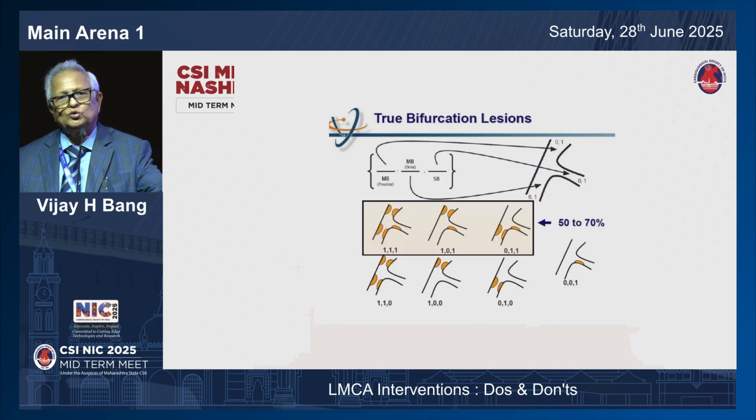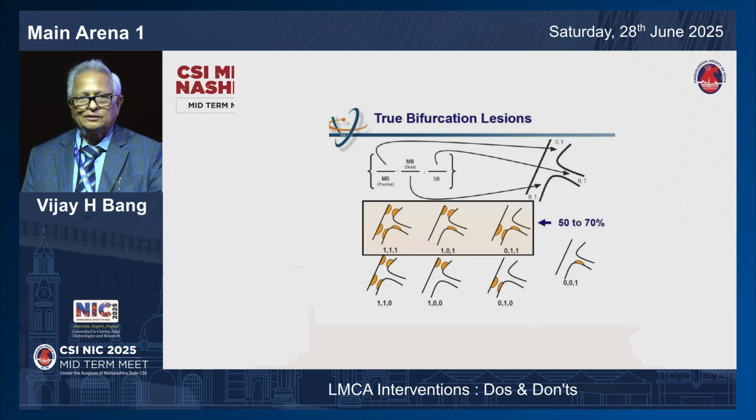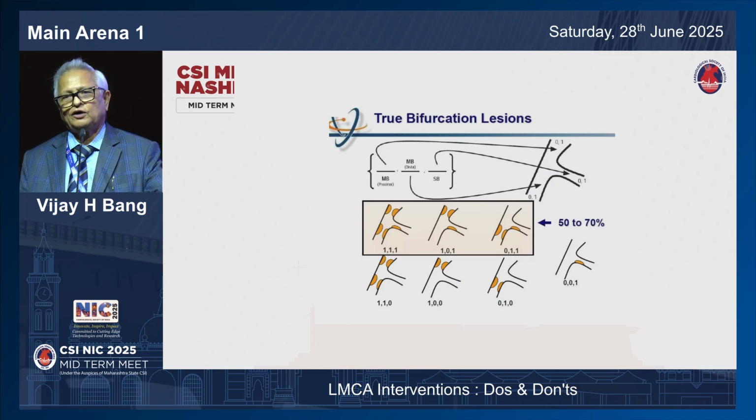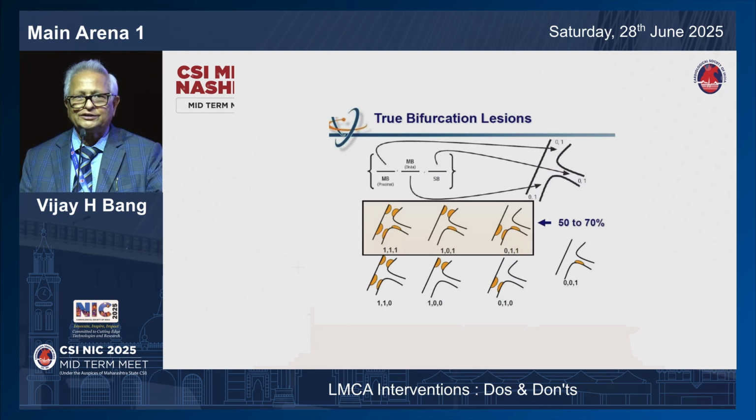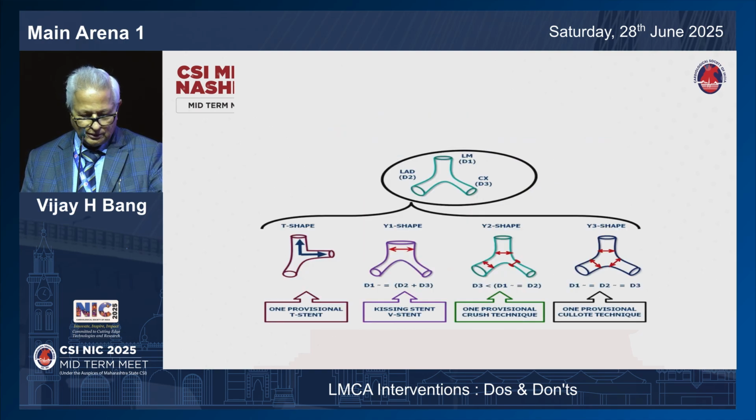Now, there is true bifurcation and non-true bifurcation. When it is a true bifurcation, if we have Medina 111, 101 and 011, these are ideal cases for a two-stent strategy. If you have an upfront two-stent strategy, then DK crush should be the preferred technique because that gives better long-term results. And if it is non-true, then provisional is ideal, provided the angle is favorable.